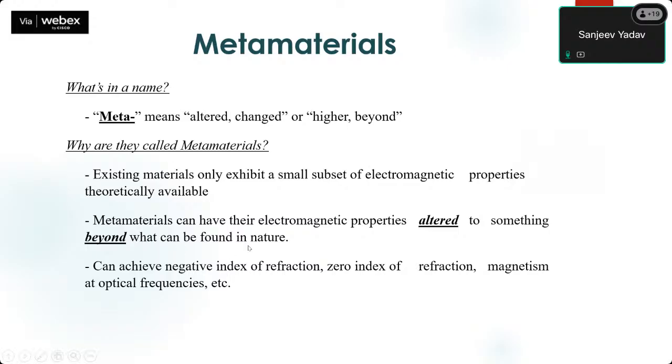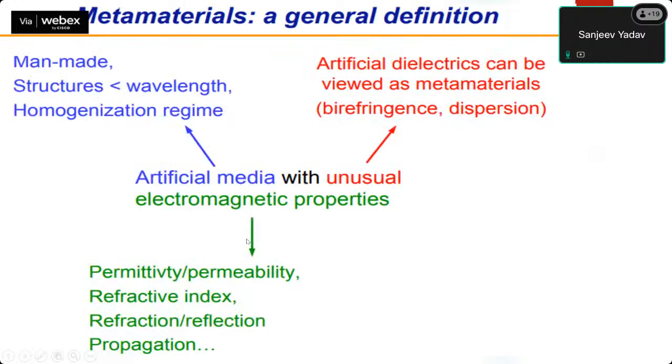So a metamaterial can have its electromagnetic properties altered to something beyond what can be found in nature. These materials are not found in nature, but we have changed their properties so that they can exist and show some definite properties which we need. Here we can achieve negative index of refraction, zero index of refraction, magnetism at optical frequencies, etc., by using these metamaterials.